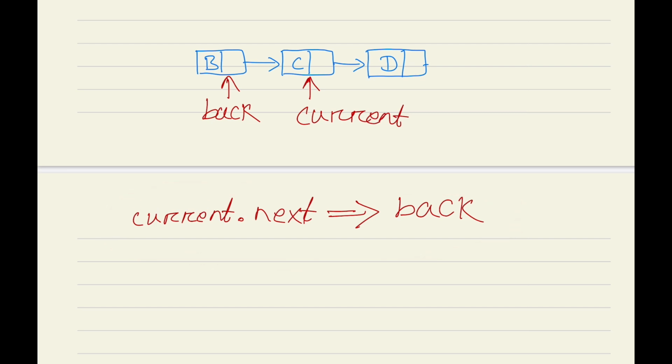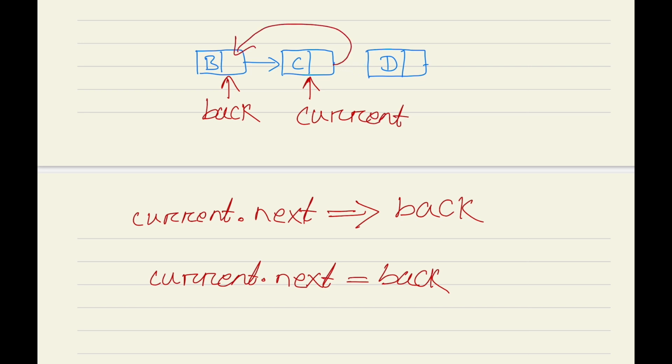So for this we can write current dot next equal to back. So we need one reference variable for this and back is going to store the reference of B. If we write this statement, then this link is going to be deleted from here and it is going to now refer to this one. If this link is deleted, now you can observe D is hanging in the air, we cannot reach D, or we lost the contact for D.